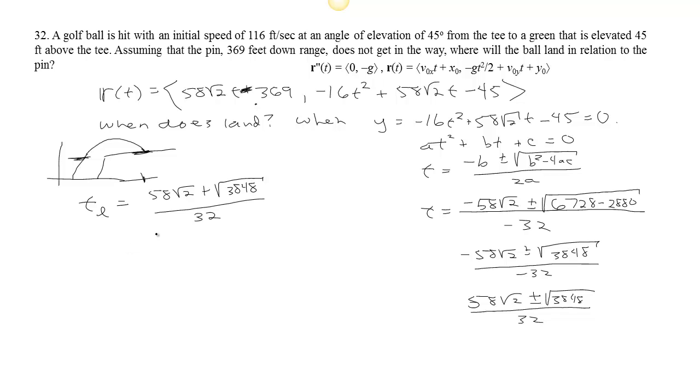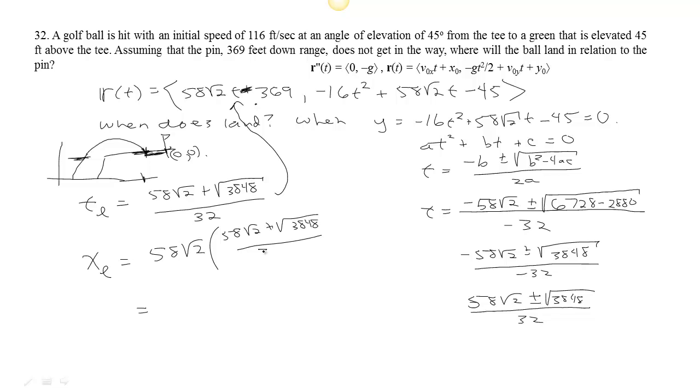Okay, now what we need to figure out is what is the x value at that time. So we know that we're landing, we're on the 0 level for the second time, so that's where we must be hitting the green. Now we want to know what's our x position relative to the pin. We had set the pin here at 0, 0 when we set things up. So we just need to take that time and plug it in here to figure out our x location. When we plug this in for t to get the x value, we get 58 root 2 times 58 root 2 plus the square root of 3848 all over 32 minus 369.